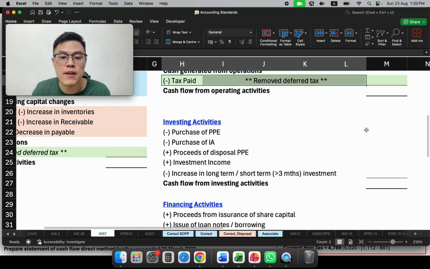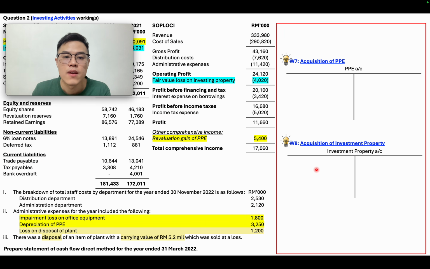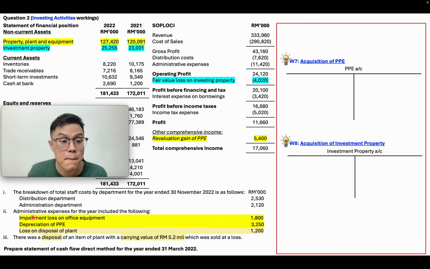Doing the same things for investing and financing. So in this question, we have our impairment loss, depreciation, loss of disposal. And there was a disposal of plant, carrying amount is 5.2 million. So the value is 5.2, but you sell at a loss of 1.2. So you need to minus out to find your proceeds of disposal. If you sell at a gain, you need to plus to see the selling price.